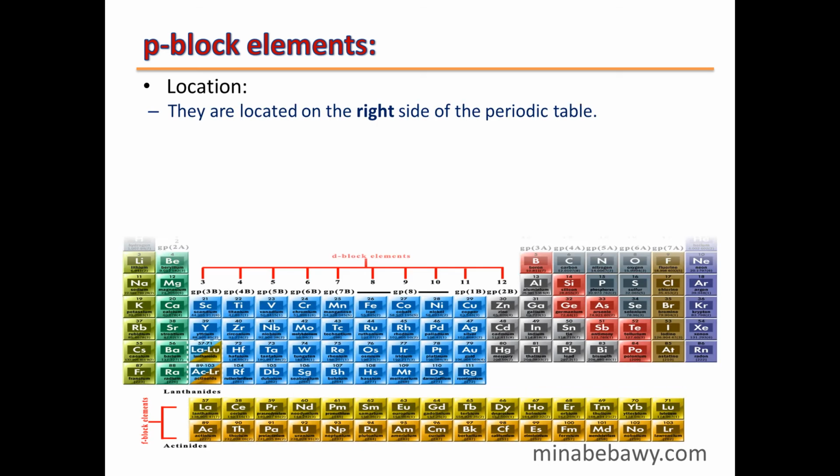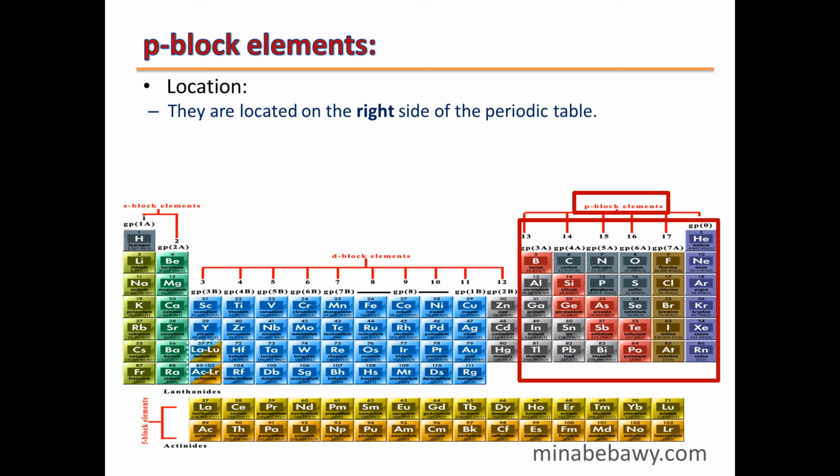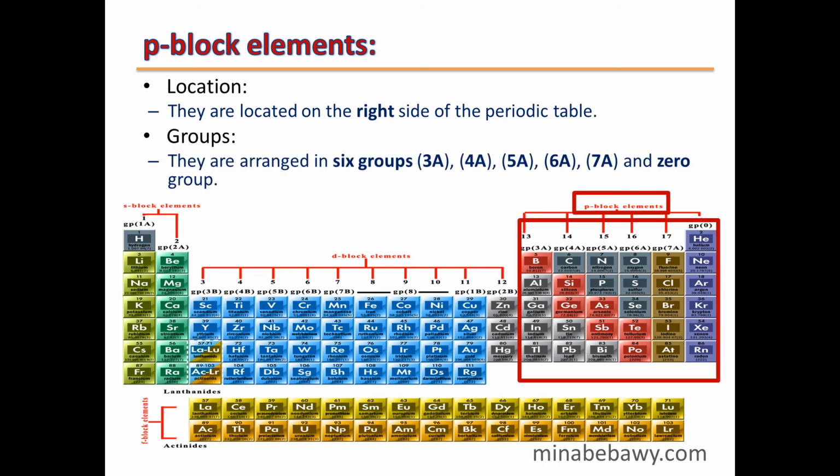P block elements are located on the right hand side of the modern periodic table, and they are arranged in 6 groups, which are group 3A, 4A, 5A, 6A, 7A, and finally group 0, which contains noble or inert gases.